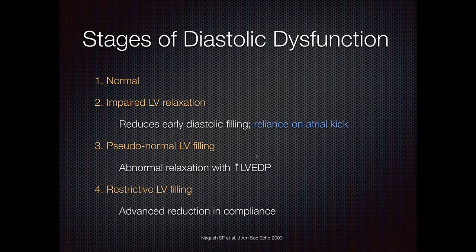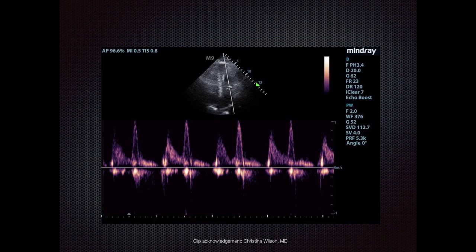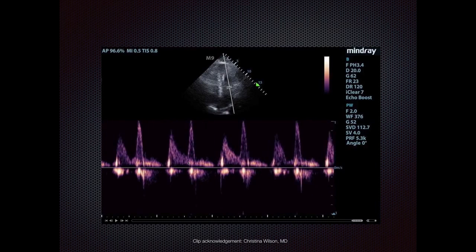So what does this all mean with respect to the E to A ratio? Normally, we've already said that E is greater than A. And that's our pattern here, E greater than A. With impaired LV relaxation, the reliance on the atrial kick gives you this big A wave, so that A becomes greater than E. And here's a clip of this where the E wave is as such and the A wave is a little bit greater.